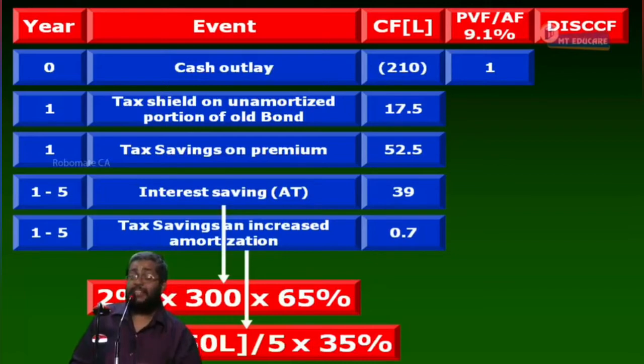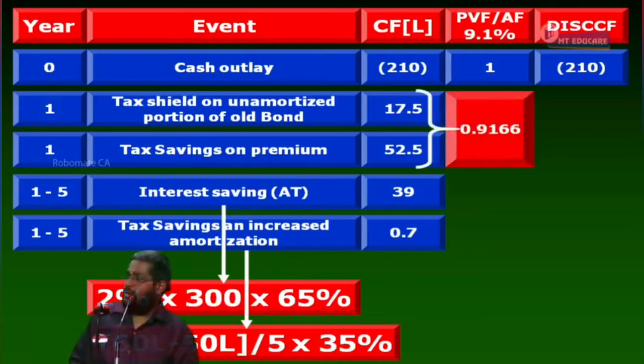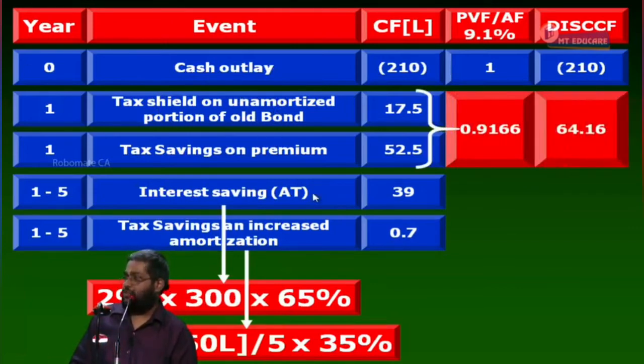Now, if I just continue further, what is the present value factor for year 1? Year 0 is 1. 210 into 1 gives you 210. Year 1, take the calculator: 1 divided by 1.091. 1 divided by 1.091 gives how much? 0.9166 into 17.5 plus 52.5. Both come in year 1. I am going to get 64.16.